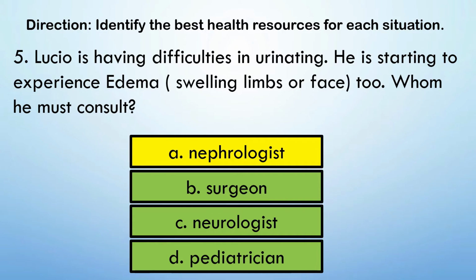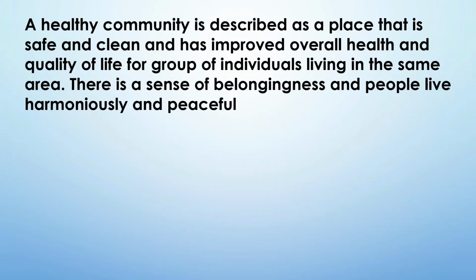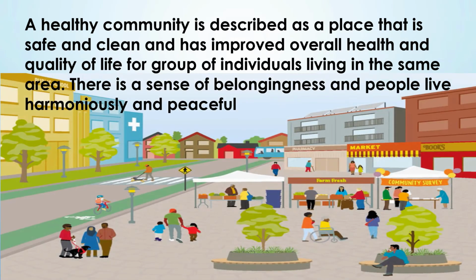Now, you have already understood the lesson that we had in our previous lesson. Now let us proceed to our new lesson today. Let us talk about what a healthy community is all about. A healthy community is described as a place that is safe and clean and has improved overall health and quality of life for a group of individuals living in the same area. There is a sense of belongingness and people live harmoniously and peacefully.